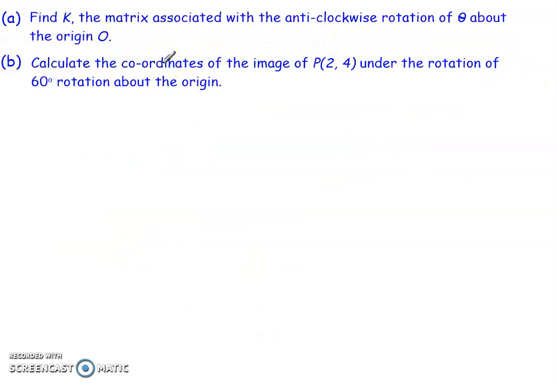We can also talk about rotation. So I want to find K, the matrix associated with the anticlockwise rotation of theta about the origin O, and then I'm going to get you to calculate the coordinates of the image of a certain point under this rotation. You could imagine I've taken it here and rotated my system theta degrees in the anticlockwise direction. Well, let's look at the points (1, 0) and (0, 1), because if I rotate the (1, 0) by theta degrees, I'm going to rotate the (0, 1) the exact same amount.